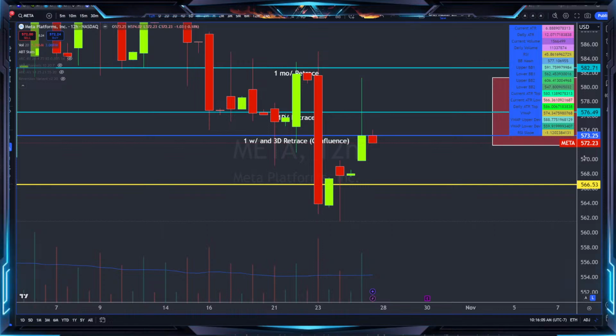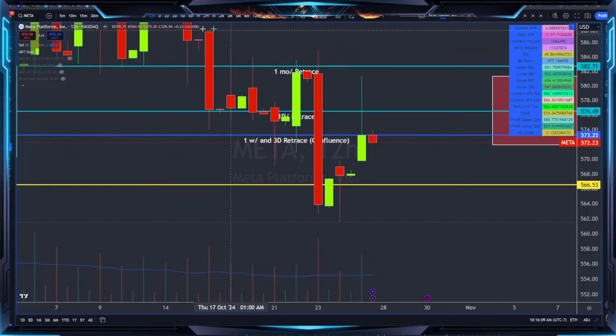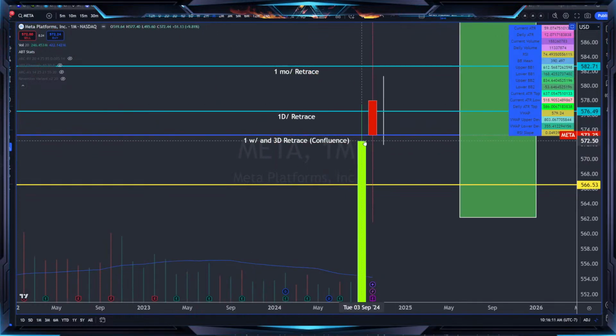572.23 is not random. It's up to you to find it. The monthly time frame, bottom of the gap, is 572.44. But remember, it's a monthly. So what are 20 cents to a monthly time? That's your support so far.